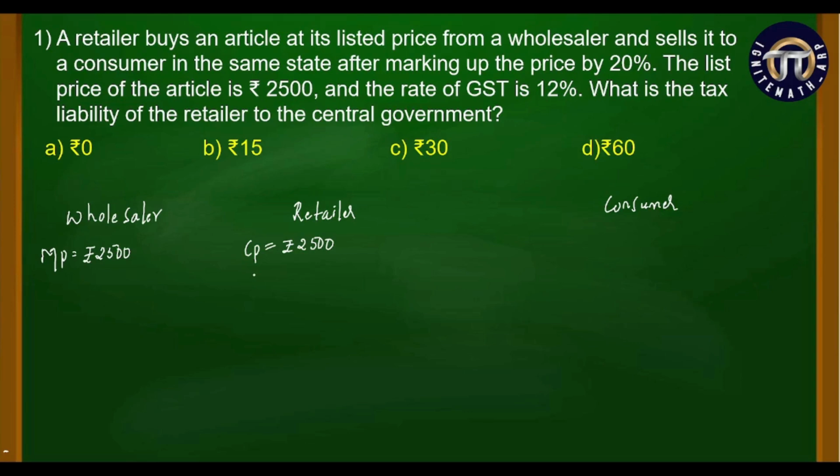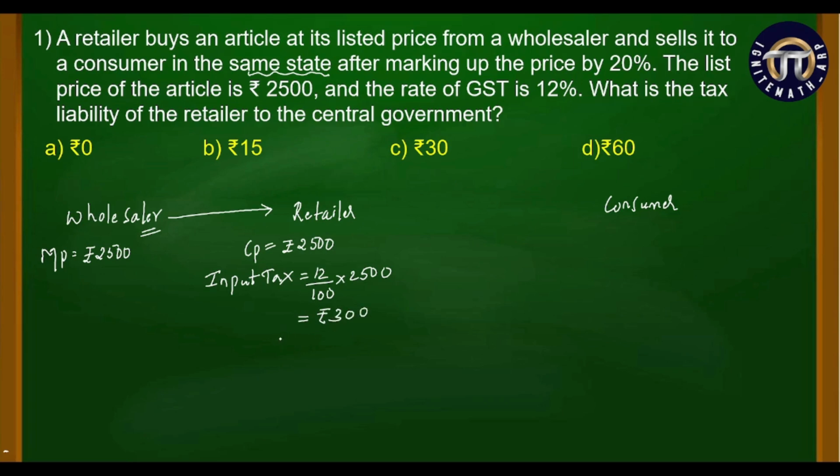When he is buying the goods from the wholesaler, he is paying some tax to the wholesaler. That is called input tax. Input tax is nothing but the tax paid while buying the goods. Since the transaction is within the same state, in 3 mark or 4 mark questions, SGST and CGST should be shown separately. Since it is an MCQ here, I'll take the tax together. So 12% of 2500 is the tax paid by the retailer to the wholesaler. That is rupees 300.